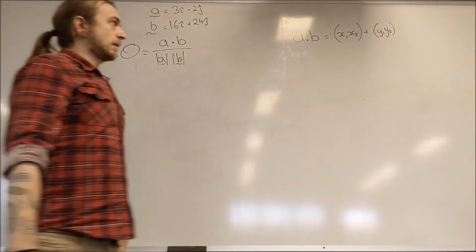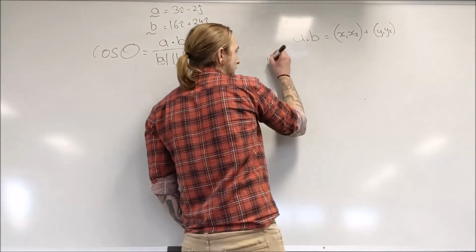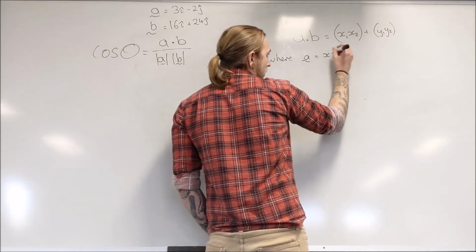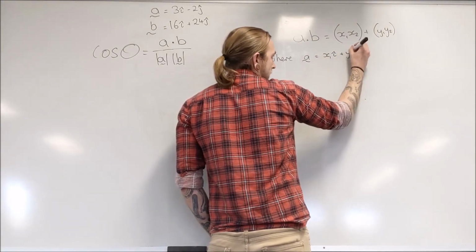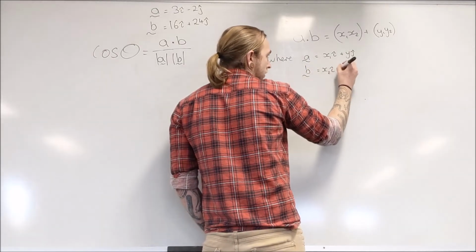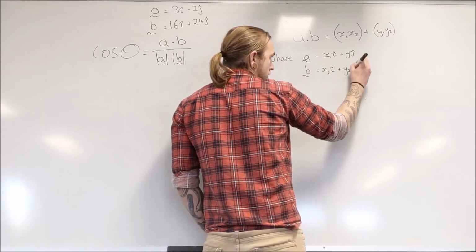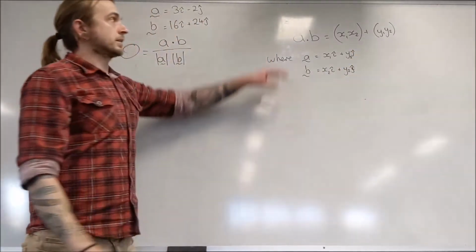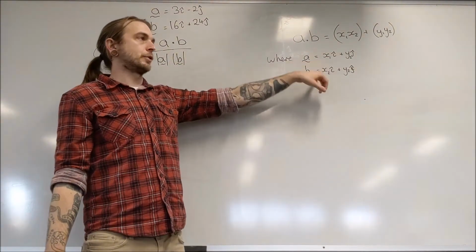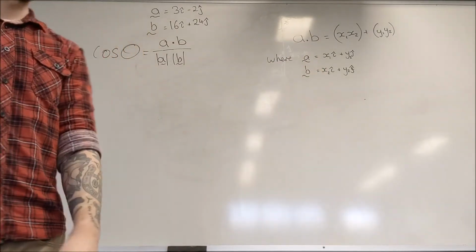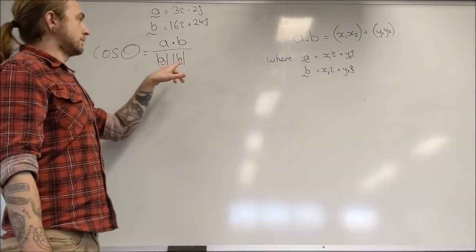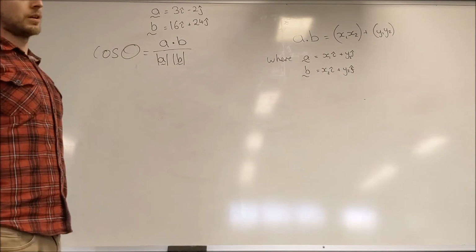Just to remind you, if you have vector A, that would be x1 i plus y1 j, and B would be x2 i plus y2 j. This is one of your dot product rules. It's the easier one to use, particularly if you have your vectors in Cartesian form, or position vector form. So that's what we're going to do on top. Our magnitudes we also need to work out, and then we can solve the whole thing.